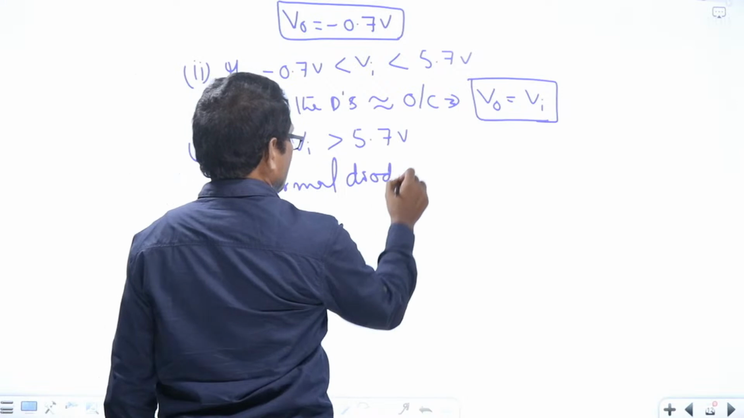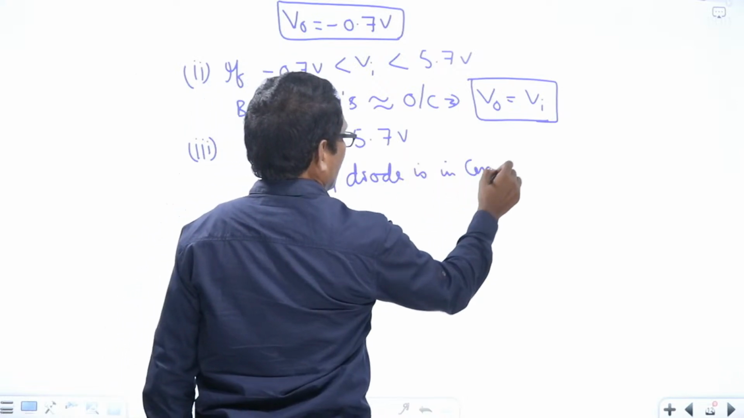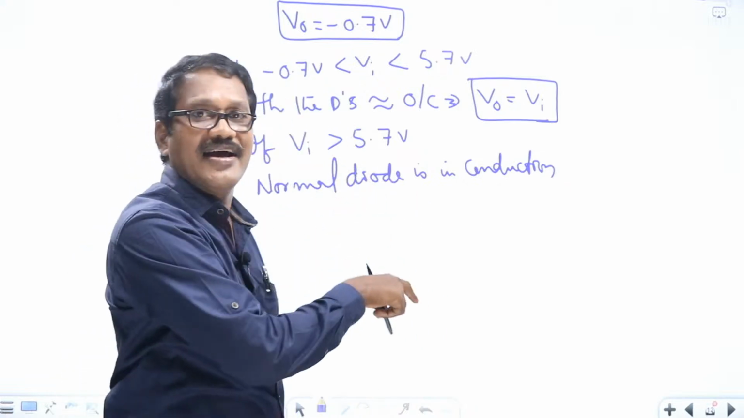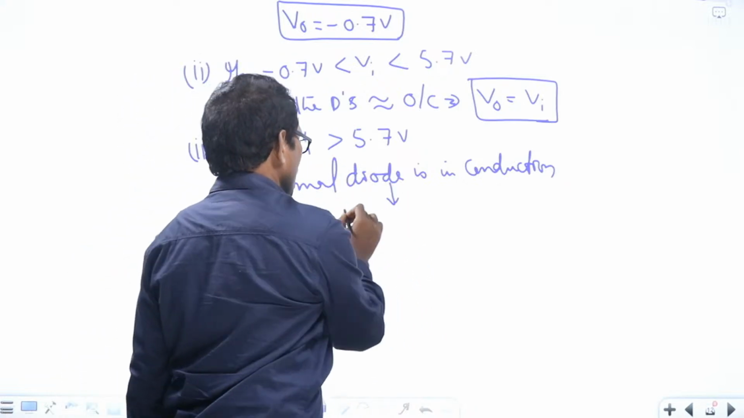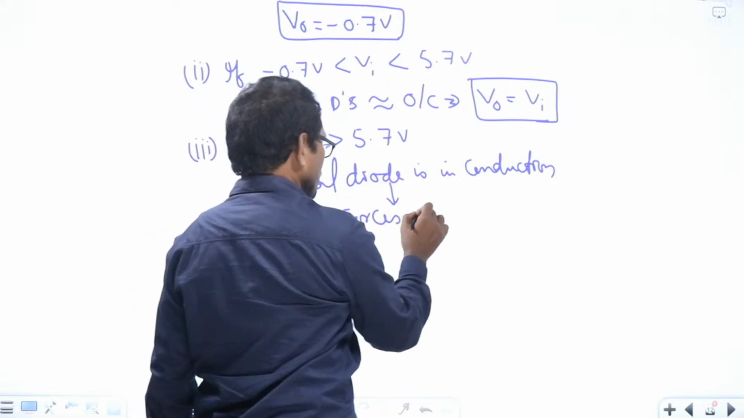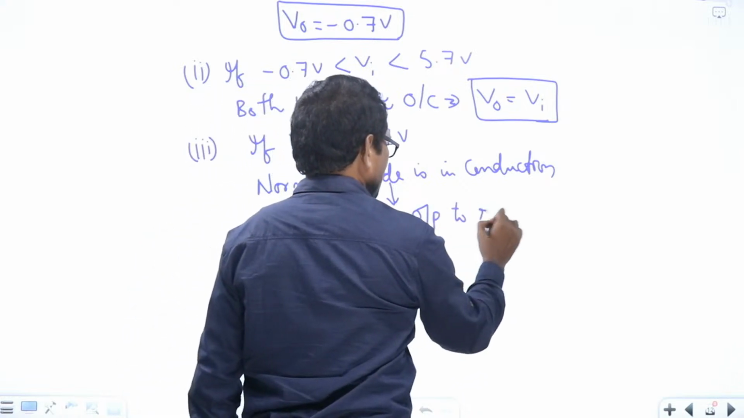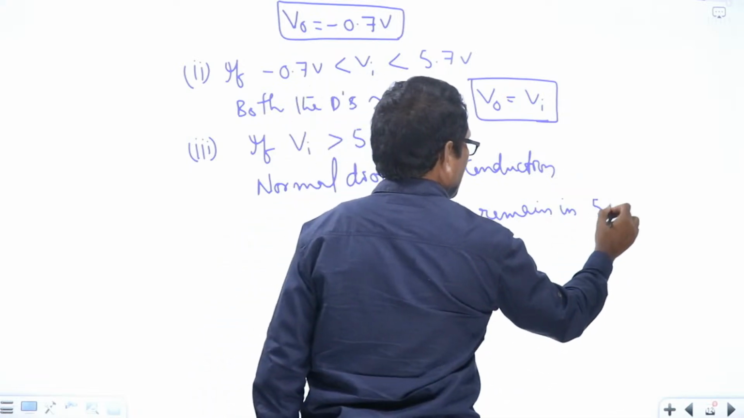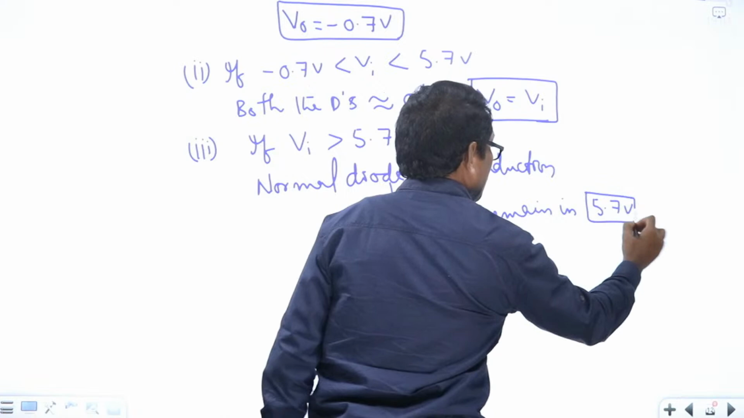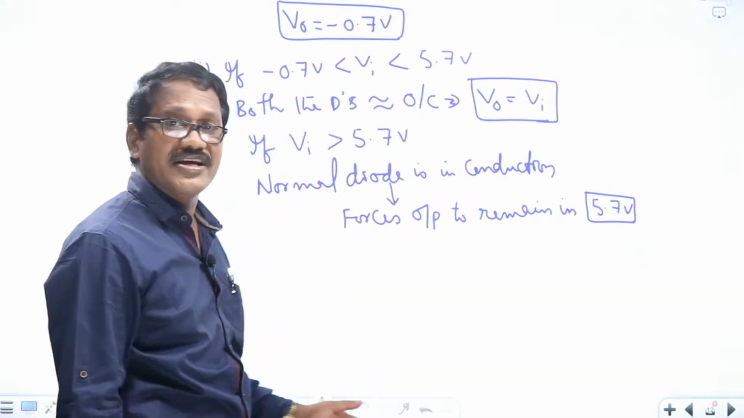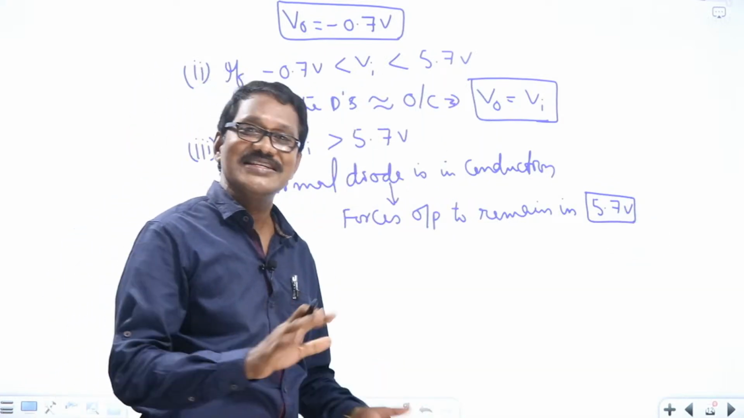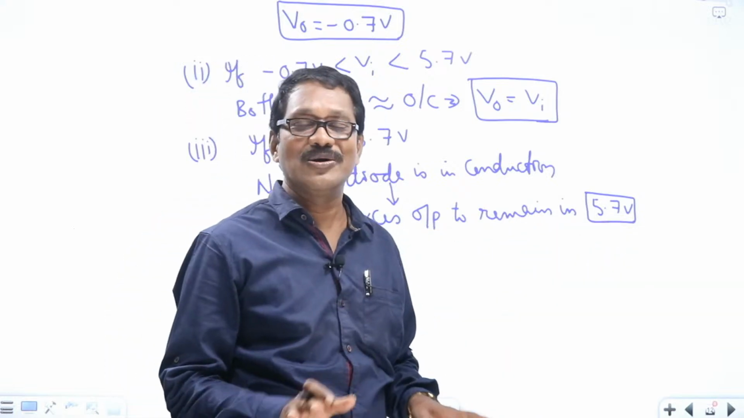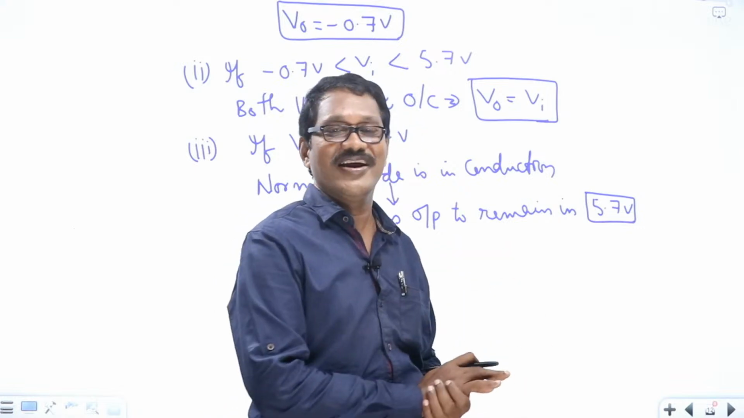Normal diode is in conduction. Once the normal diode conducts, this forces the output to remain at 5.7 volts. What is the breakdown voltage of the Zener diode? Zener diode breakdown voltage is 10 volts. That means this 5.7 volts is not sufficient to cause the breakdown of the Zener diode.